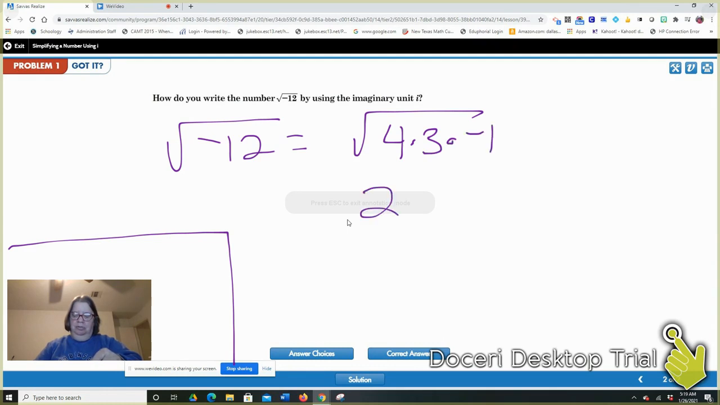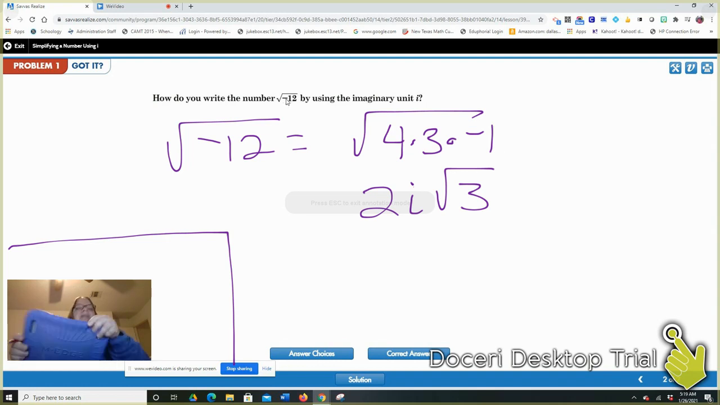Square root of 4 is 2. Then the square root of negative 1 is represented by i, and the 3 stays under. Okay, so the simplify radical process is the same. This negative basically turns into this i, because the square root of negative 1 is represented by the i.